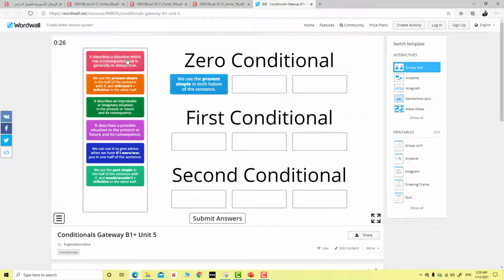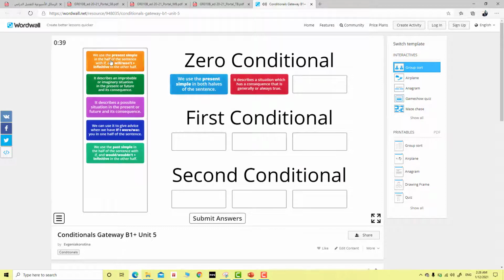It describes a situation which has a consequence that is generally or always true. That is a fact, and it goes with the zero conditional. We use the present simple in the half of the sentence with if, and will or won't plus the infinitive or the base form. This is the first conditional.